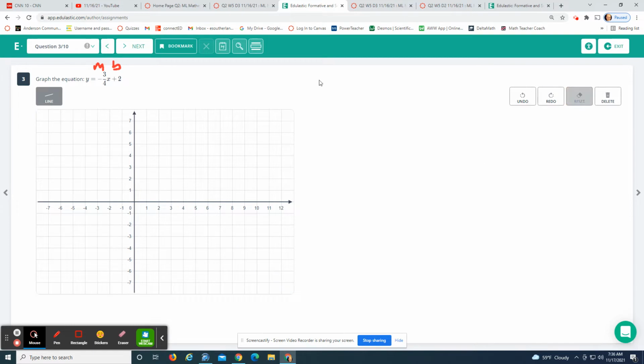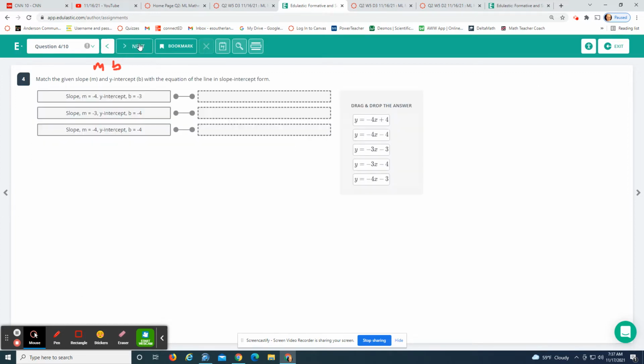So just to clear it again, you click line. You start with +2. +2 on the y-axis is right here. And then down 3 and over 4. Are we ready to move on to the next question?